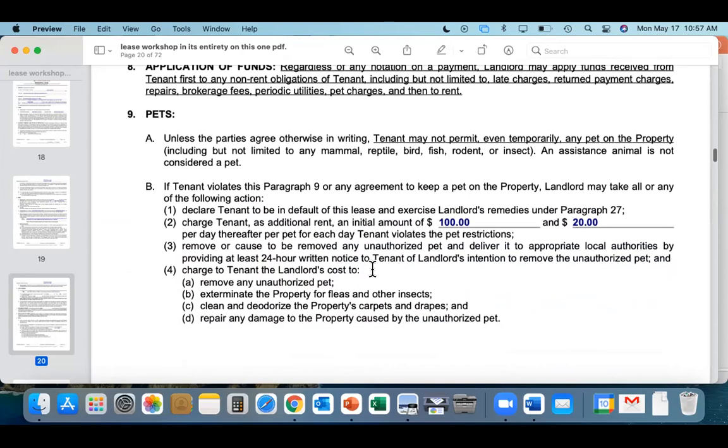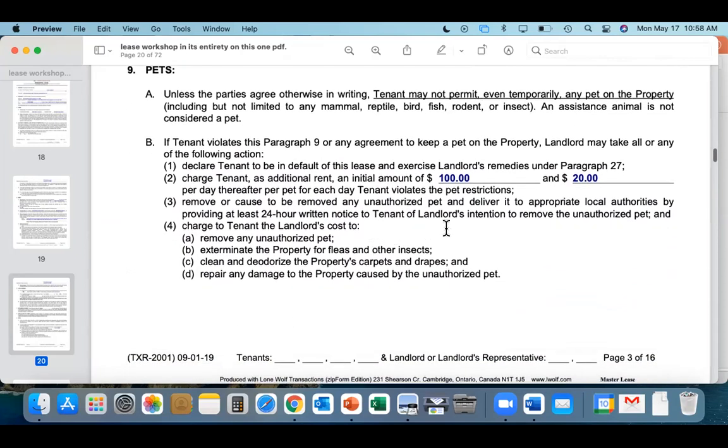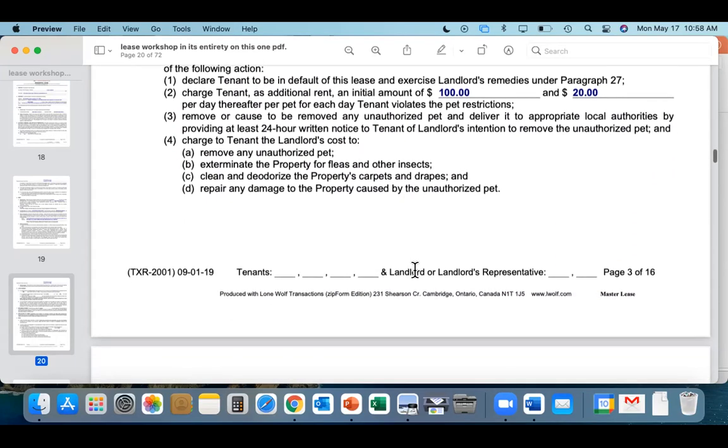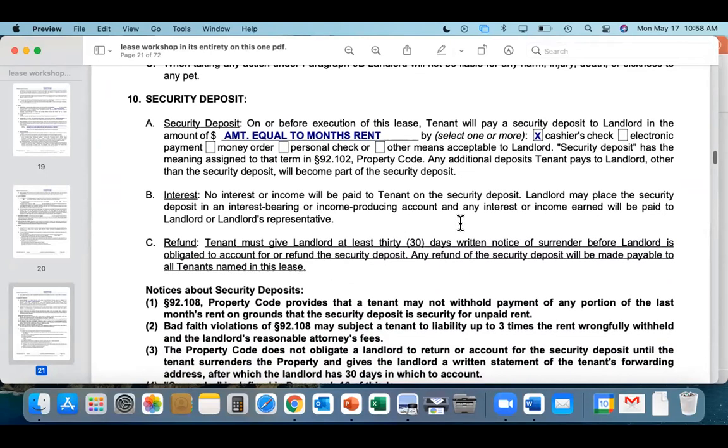So let's talk about pets. Unless the parties agree otherwise in writing, tenant may not permit even temporarily any pet on the property. This is where he would charge an amount, like a penalty. He charges a lump sum amount in the beginning and then thereafter a per diem amount. Security deposit. This is where you put the amount of security deposit in and how he wants payment. I marked on here cashier's check, so you guys know. Just take cashier's check.